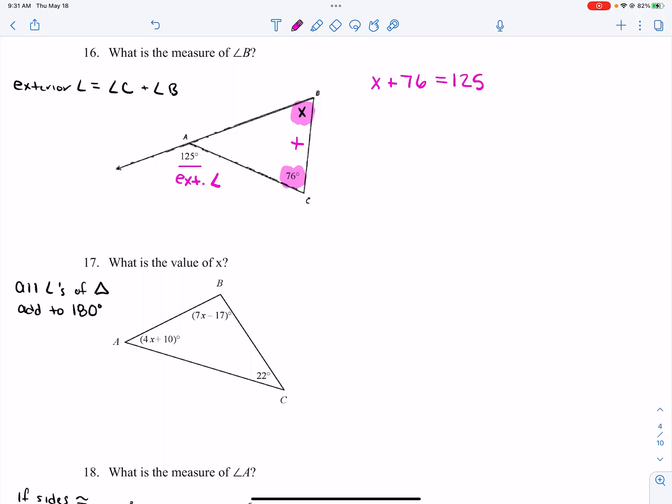I do my opposite operations, so I'm going to subtract 76 from both sides. These cancel. So my x is equal to 49. So angle B equals 49 degrees.